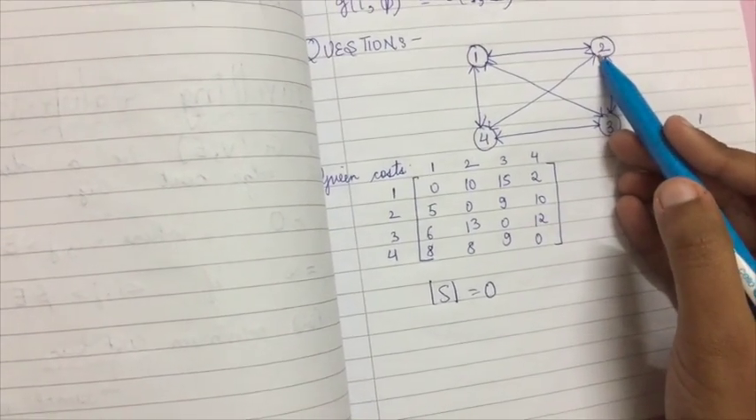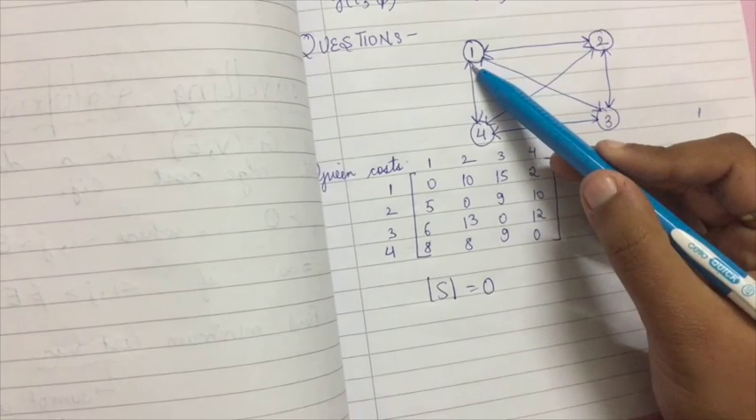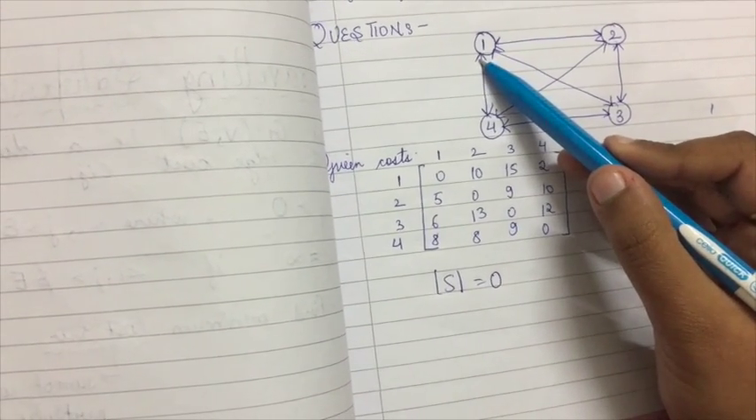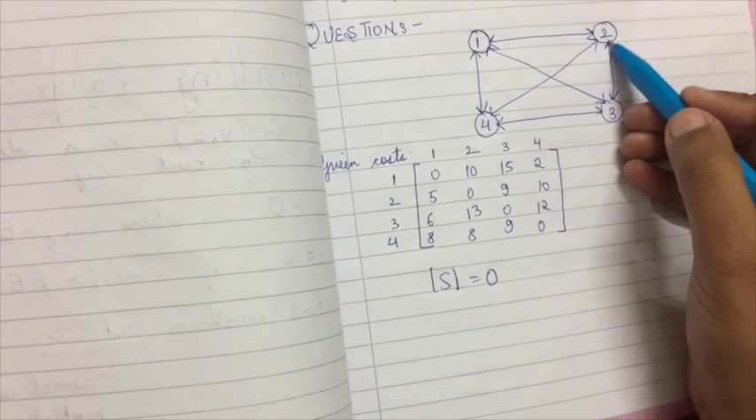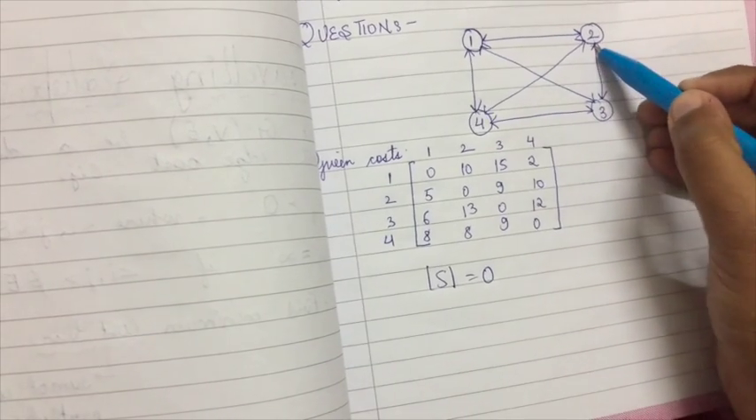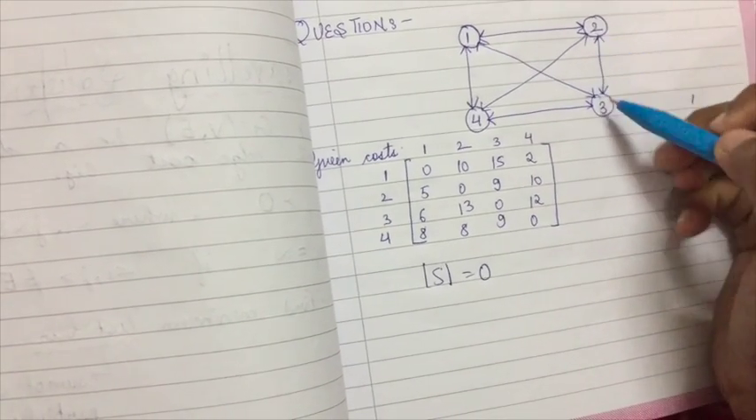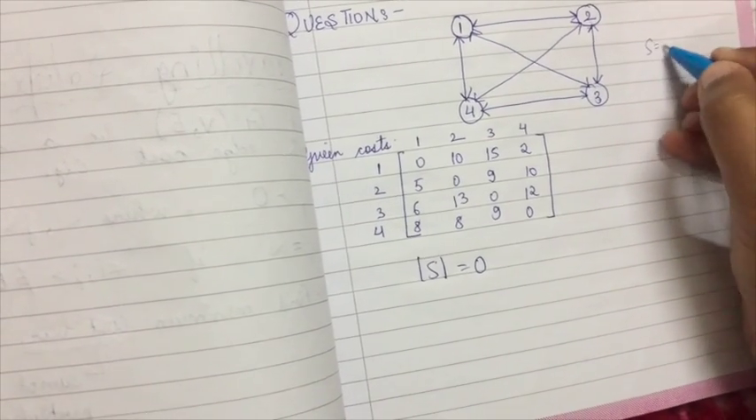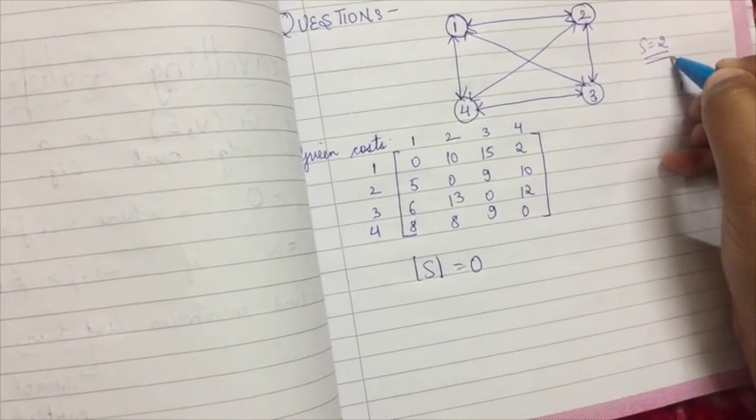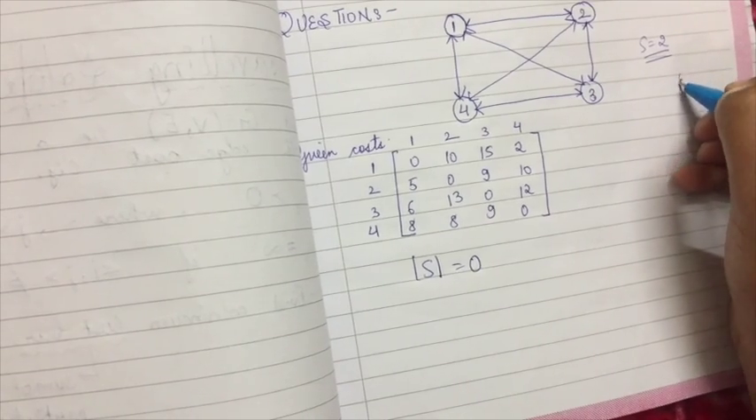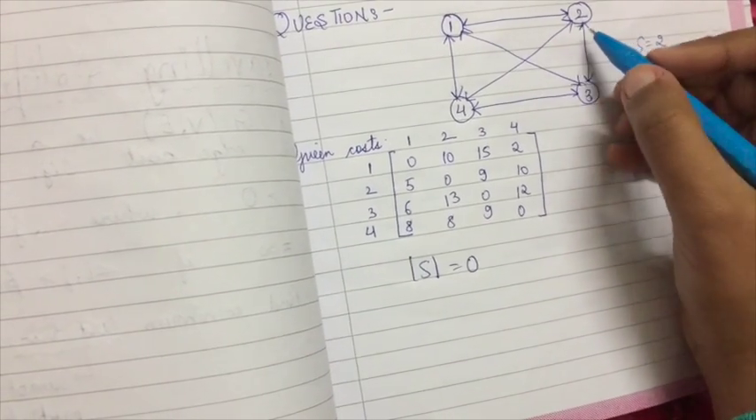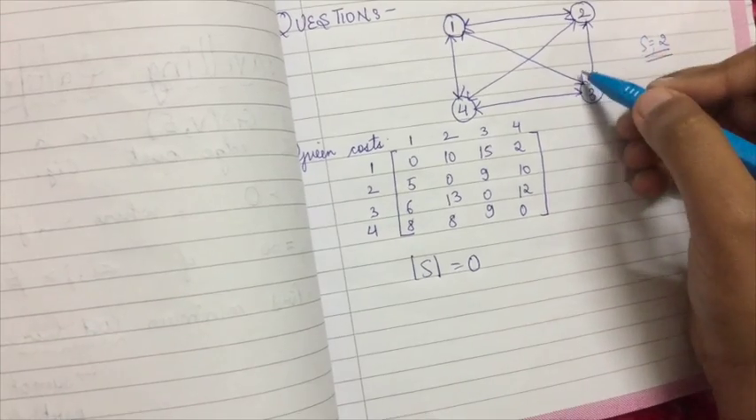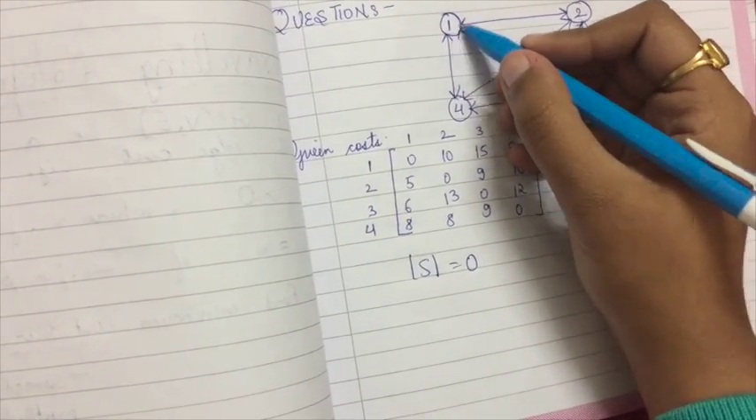So suppose from 2 I have to cover one more vertex. What will I take? 1 is already included in the solution set because I'm starting from 1. So after 1 I go to 2, and from 2 I have to choose one vertex. I will choose 3, I will choose 4. Suppose my size of S is equal to 2. That means starting at any given vertex, that is starting at 2, I have to choose 2 more vertices and go back to my starting vertex.